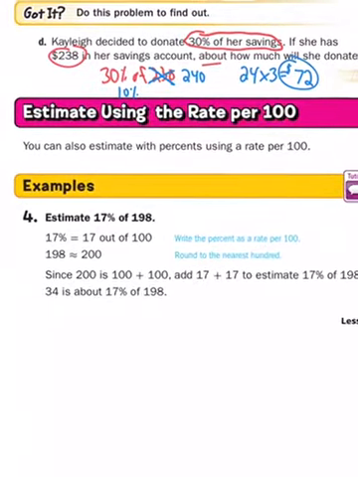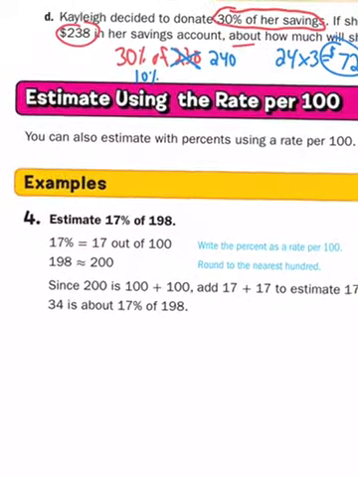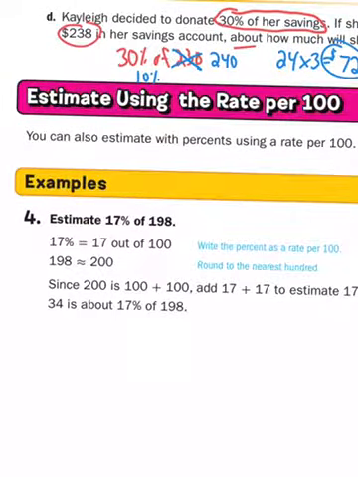In this next section, there's kind of a different way to estimate. And this is kind of a cool trick. But in order for this to work, the number you're taking from must be close to a multiple of 100. Remember, multiples of 100 are just counting by 100 numbers, 100, 200, 300, etc. So watch how this works. I'm going to change 198 to 200 because it's a multiple of 100.